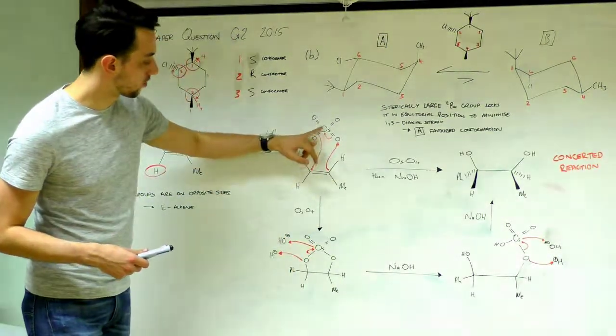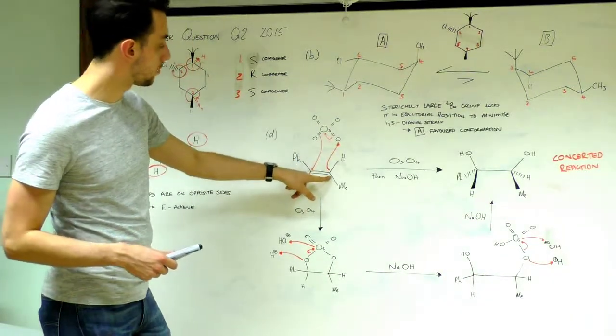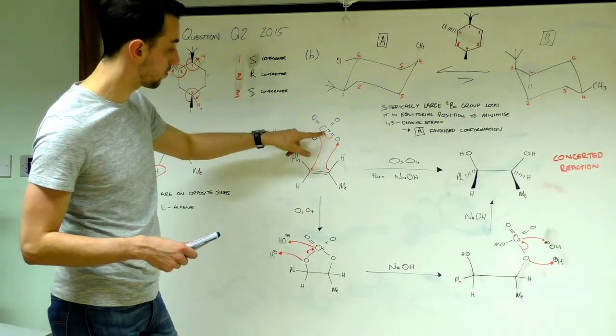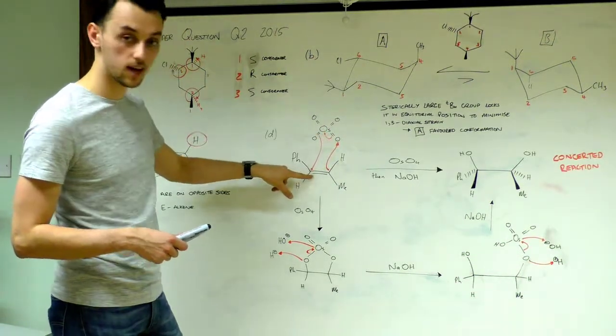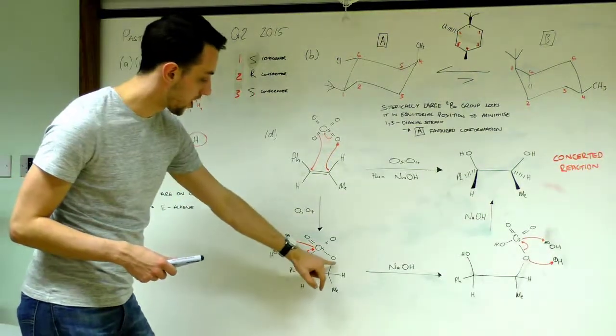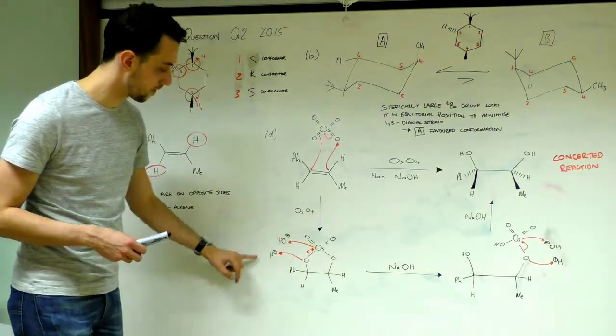You have the osmium tetroxide here. The electron-rich alkene carbon is going to attack the oxygen. So we'll push electron density into the osmium, and then push it back down to attack the other alkene carbon. We will then have this 5-membered ring, 2 carbons, 2 oxygens, and the osmium.